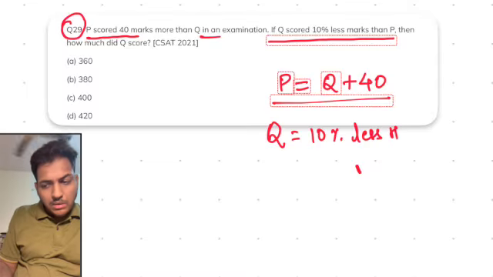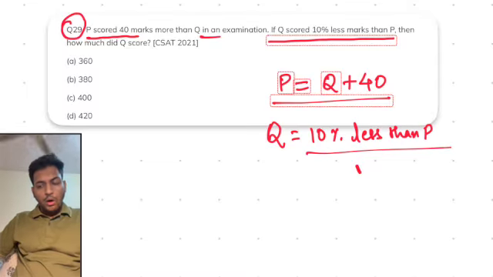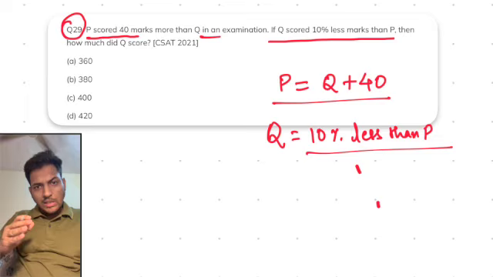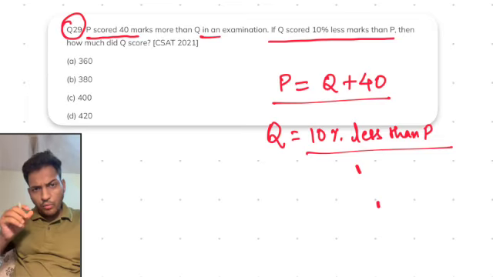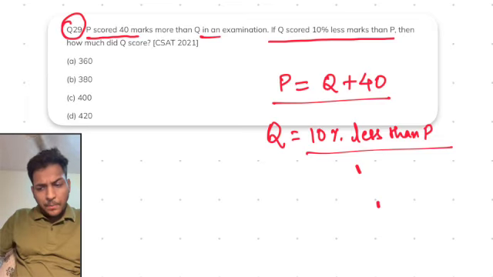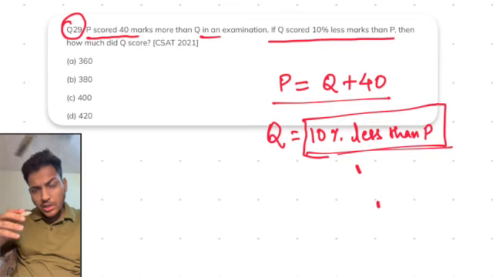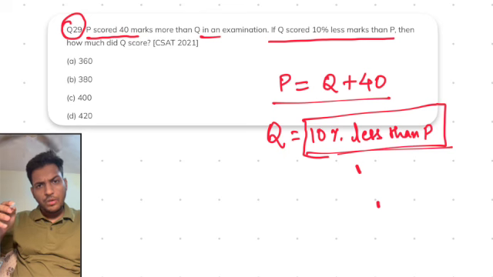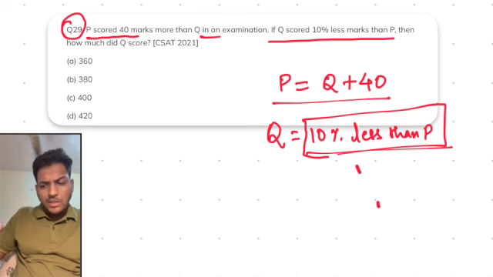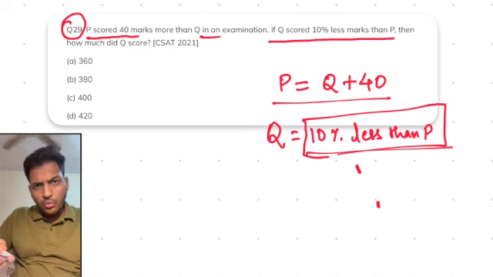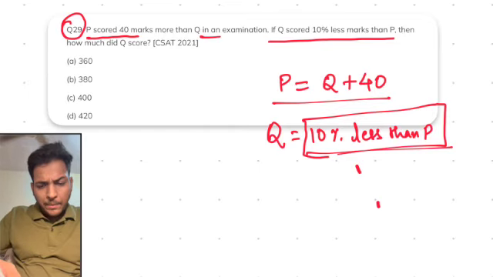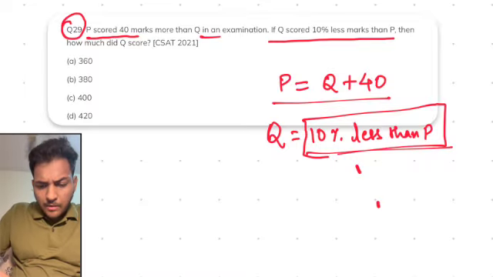Just minutes ago I reminded you how when they say percentage less or percentage more, you have to figure out what the reference is. Now 10% less than, that means 10% with respect to what? 10% with respect to P itself. You have to understand that 10% less is with respect to P itself. And I have taught you how to calculate 10% less in the last class. So 10% less than P is nothing but P into 90 by 100.